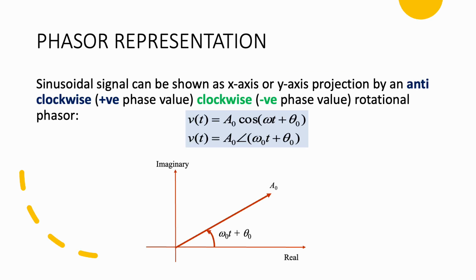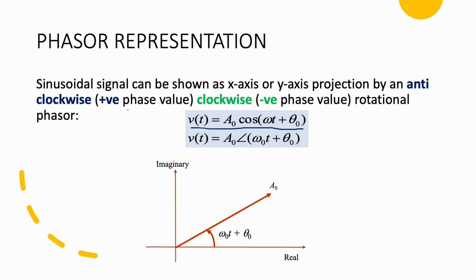We can also represent the equation given by phasor representation, as shown as such. Alright, so this is the phasor representation. So let's say we have an equation here, A naught cos omega t plus theta naught.